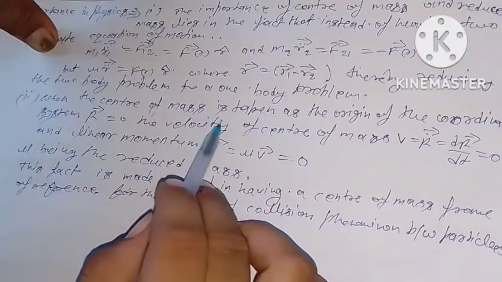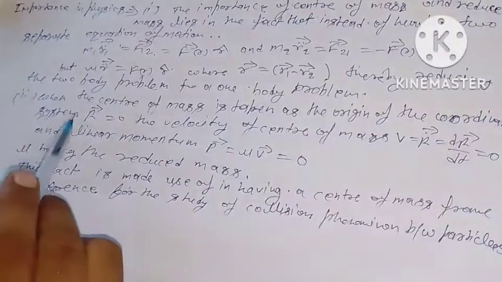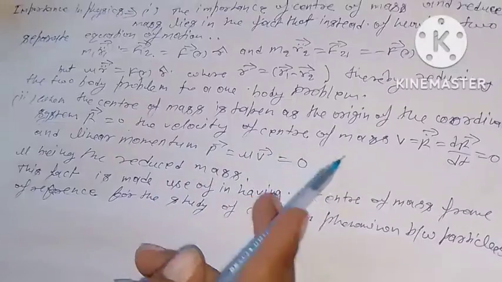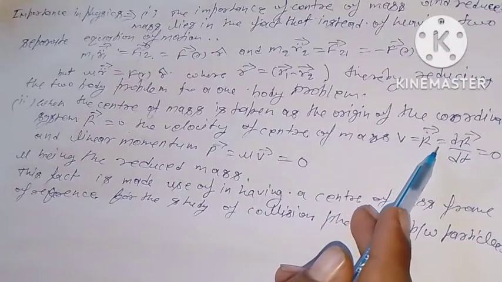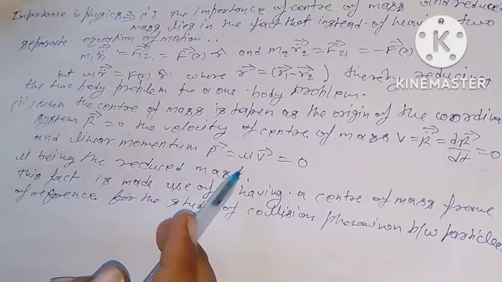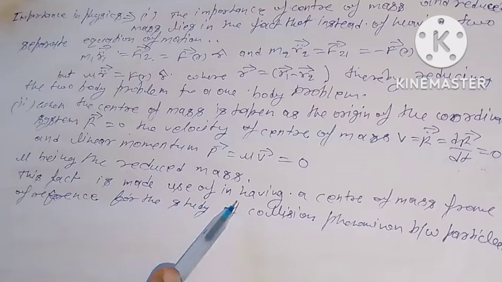Second point: when the center of mass is taken as the origin of the coordinate system, capital vector R equals 0, the velocity of the center of mass is v, dR by dt equals 0, and linear momentum P equals mu v equals 0, mu being the reduced mass. This fact is made use of in having a center of mass frame of reference for the study of collision phenomena between particles.